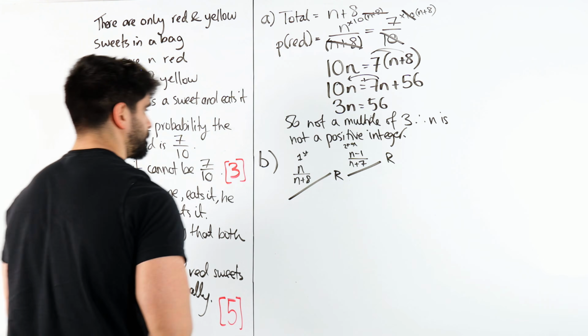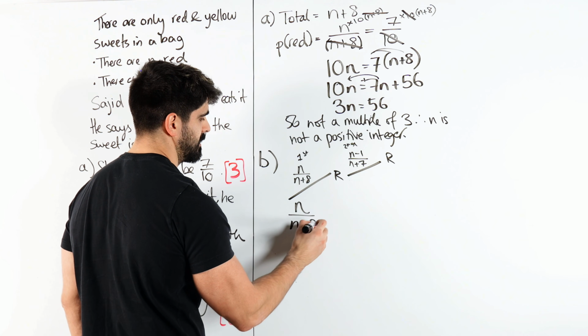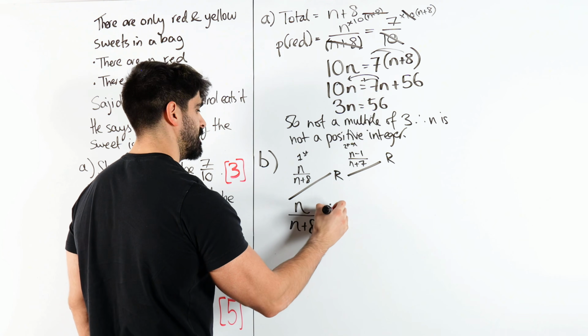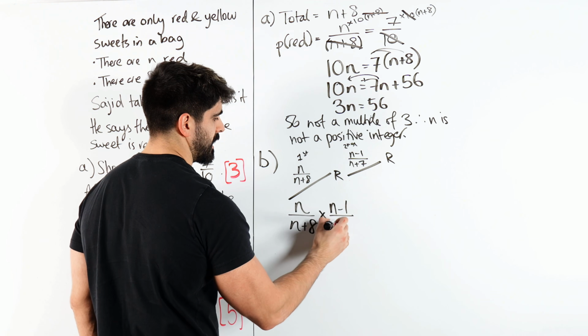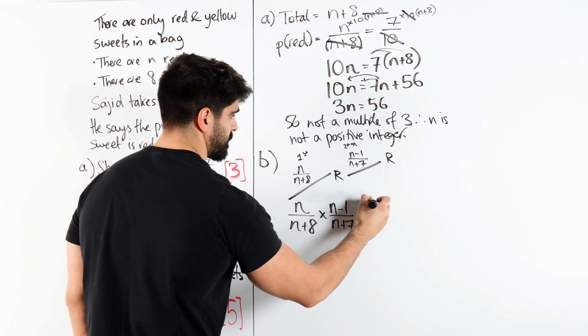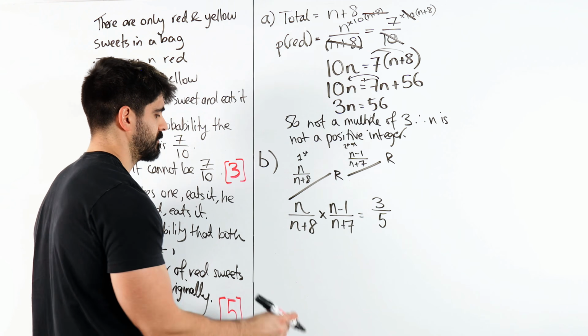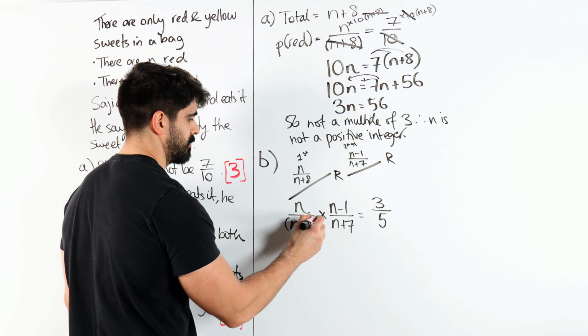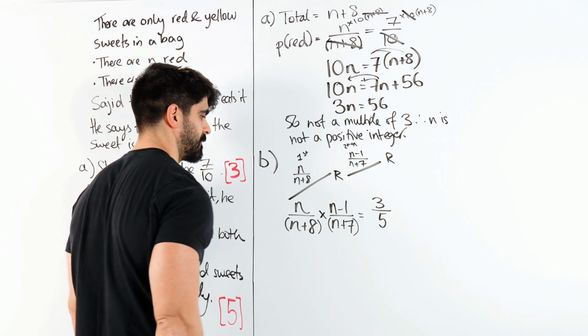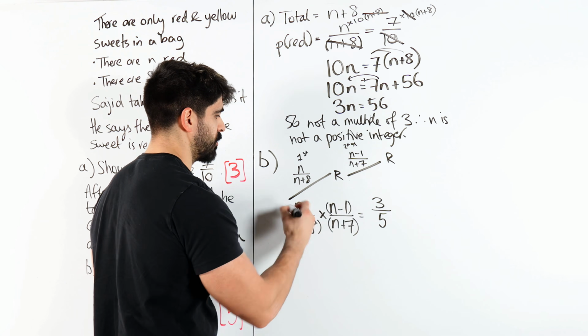So, we have n over n plus 8 times n minus 1 over n plus 7 is 3/5, and let's solve. Now, we're going to protect with a bracket. We're just going to merge everything together, all right? Now, at the same time, if you guys want, you can start expanding.